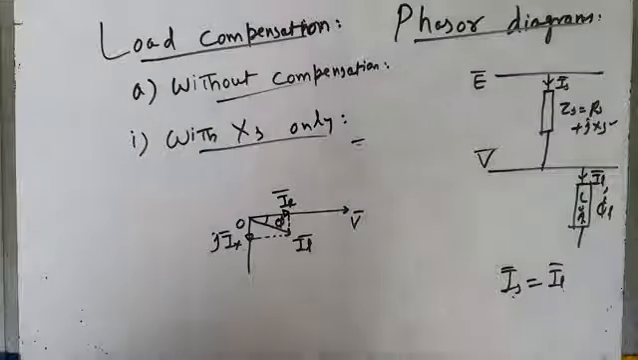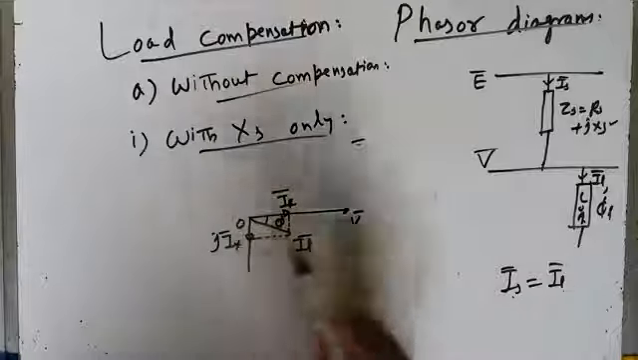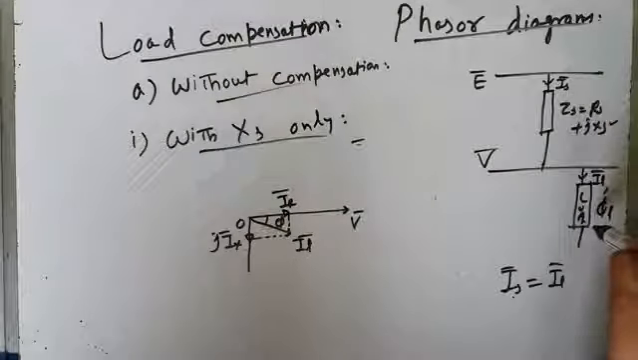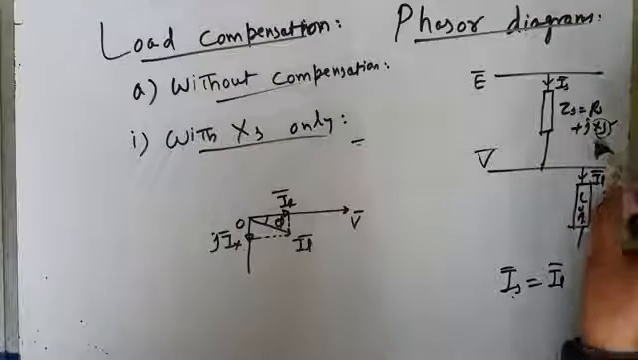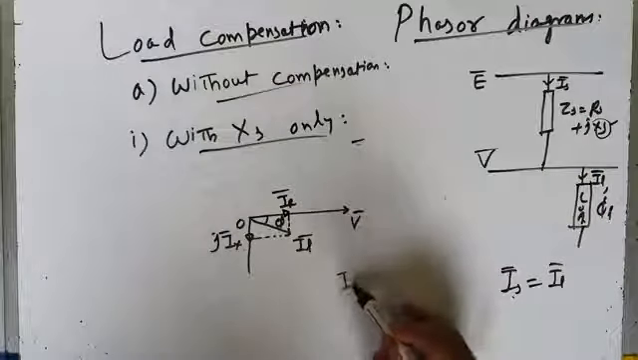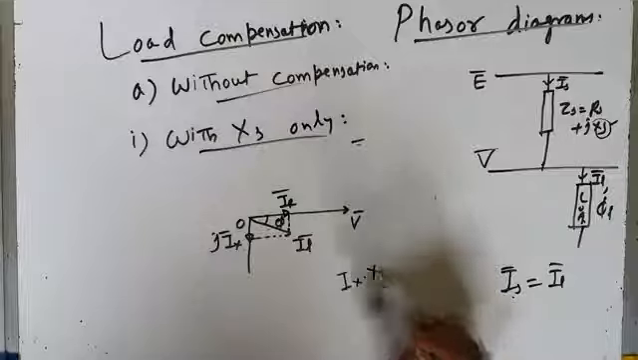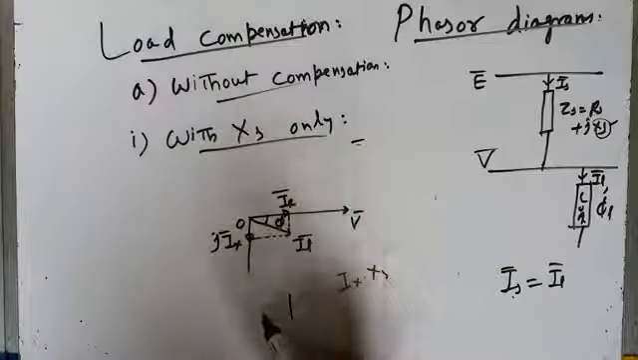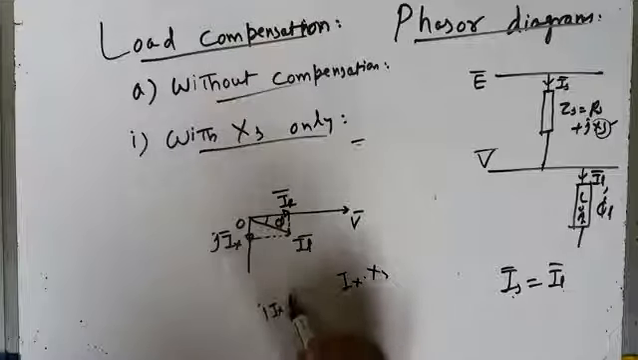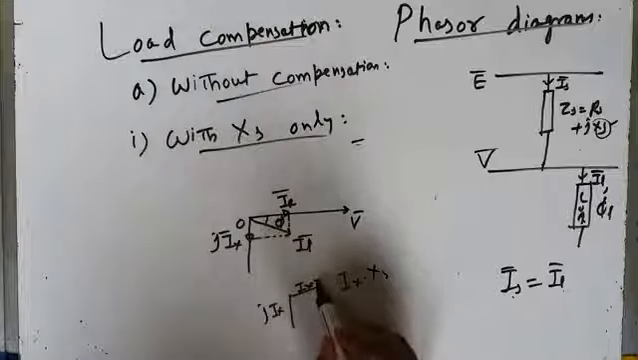Now, this IX, that is a reactive component of load current, when it flows through the system reactance XS, it causes the reactive voltage drop IX into XS, which is at 90 degrees to this. See, this is your JIX. So this will be IX into XS.